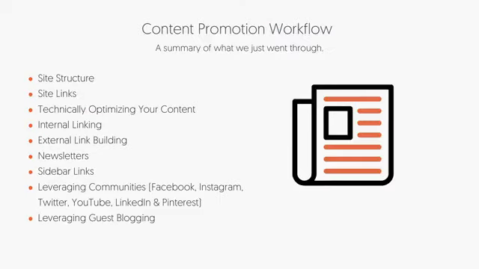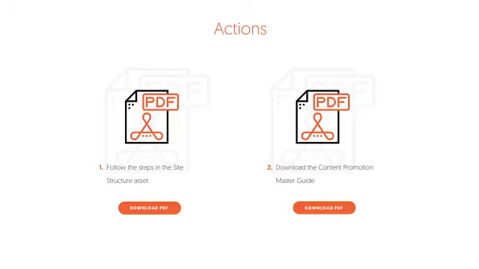But before I do that, I also want to talk about the content promotion workflow. In summary of what we went through is everything from site architecture to site links to optimizing your content to internal linking, external linking, newsletters, sidebar links, leveraging communities, guest posting. And I know we went through it pretty quickly, and that's because I have 2 action items for you. 1, follow the site structure. And 2, I want you to download the Content Promotion Master Guide. This will help you through all those steps.